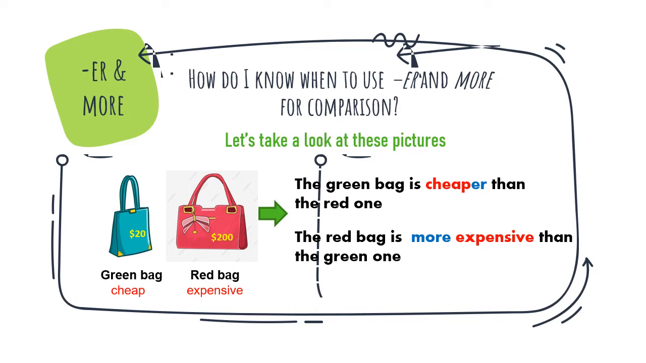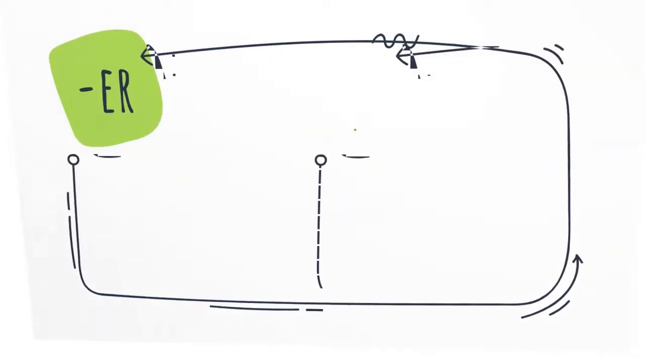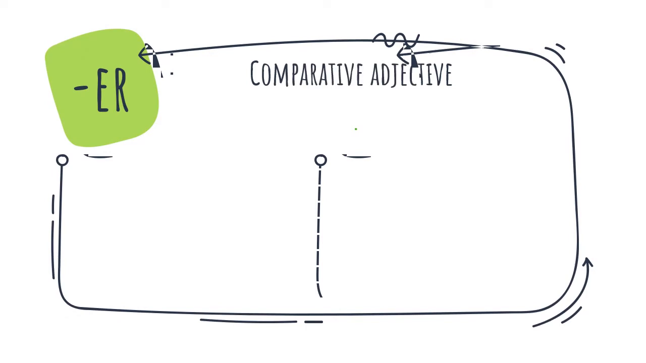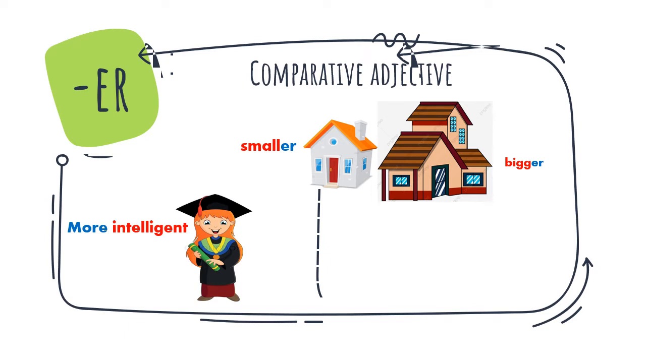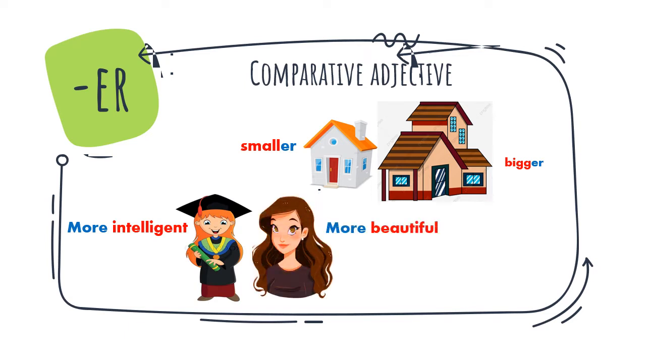So now, can you notice how -er and more differ when it comes to comparison? Let's take a look at other examples. We often need to compare two different things or two different people. And to do this, we can use comparative adjectives. For example, smaller, bigger, more intelligent, and more beautiful.